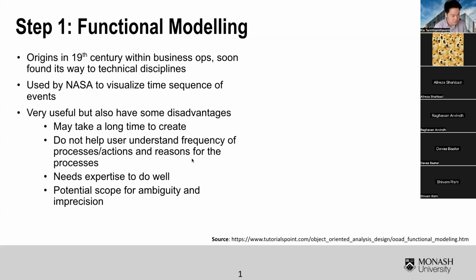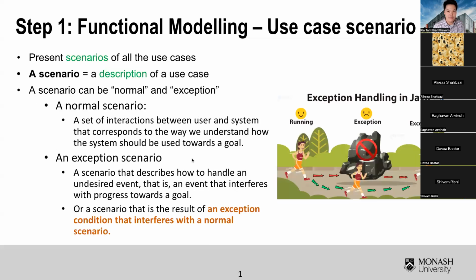Another disadvantage is the potential scope for ambiguity and imprecision. At the beginning, requirements are ambiguous and imprecise, but it takes time to translate something vague and unclear into a very clear picture, a diagram here. Does it make sense, everyone?